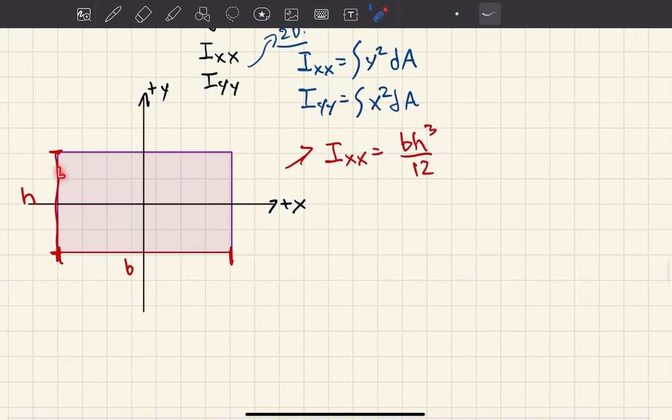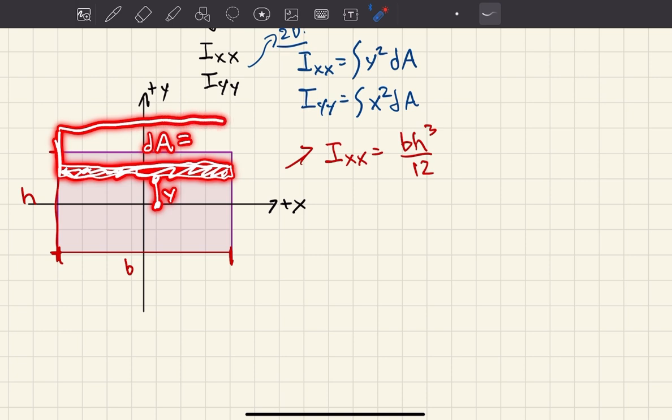Okay, we have this differential A, a very, very small piece. This very small area, and I'll color it in. This is called dA. How can I represent dA? It's a distance y from the x-axis. How can I represent dA in a different way? I can say that it is this length b multiplied by a differential length dy.